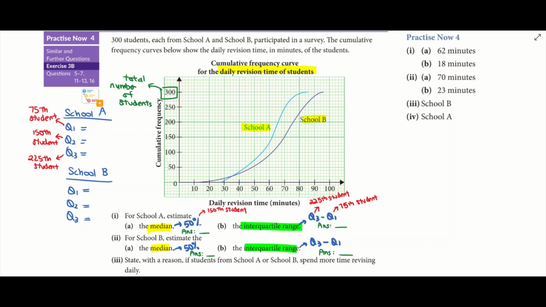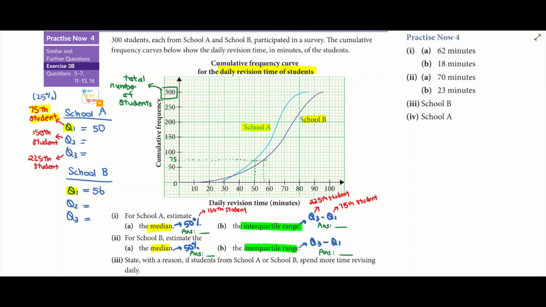Let's take a look at this question. This question shows two schools and there are 300 students in each school. Before we move on to the questions, let's find out what's the Q1, Q2, and Q3 for each of the school. To find Q1s, I will look at the 75th student because this is 25% of 300.